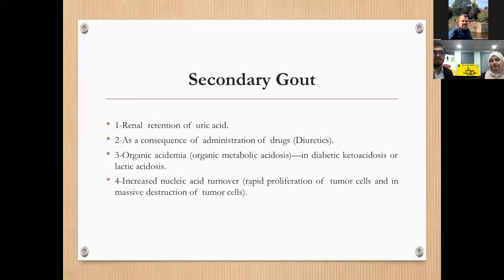Finally, increased nucleic acid turnover. In case of malignant diseases like cancer, there is rapid proliferation of tumor cells, and massive destruction of tumor cells as the patient takes chemotherapy. So there is rapid breakdown of nucleic acid, and we know that purines are present in nucleic acid. Then there will be high purine content, and eventually hyperuricemia. This is known as tumor lysis syndrome in case of chemotherapy.